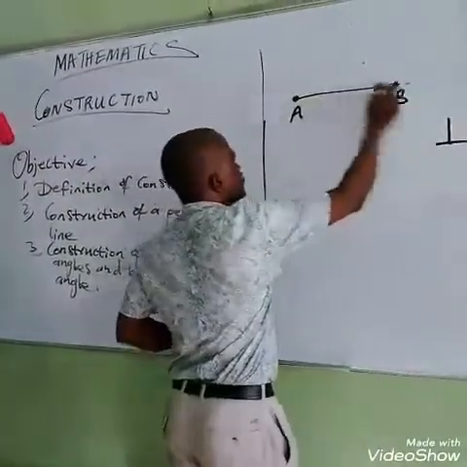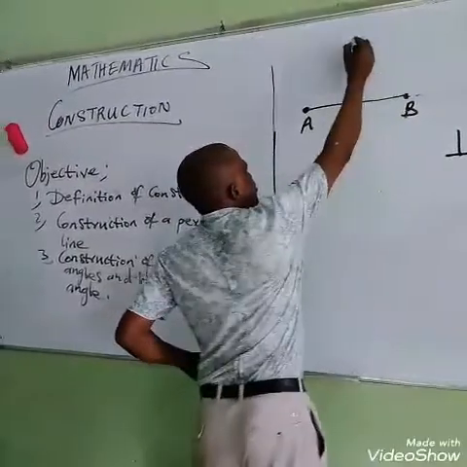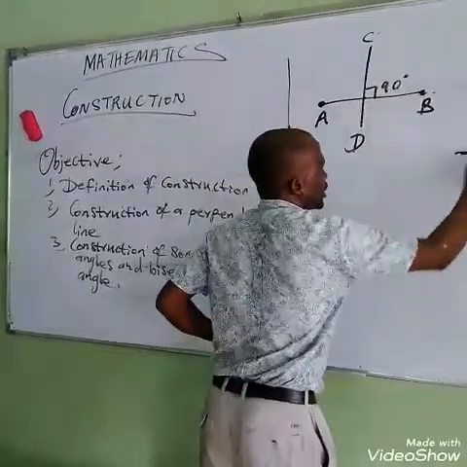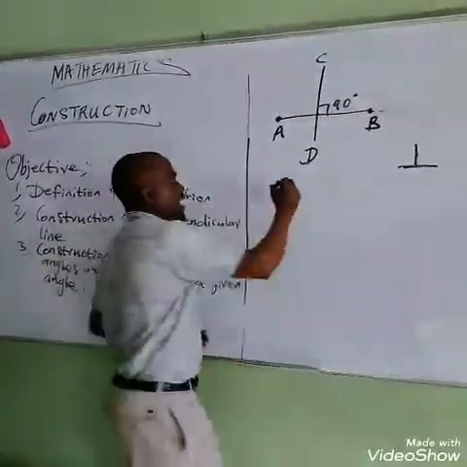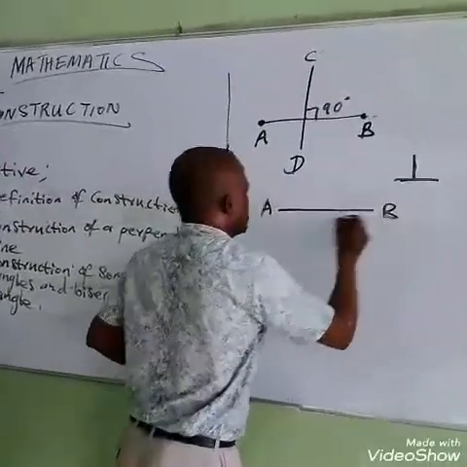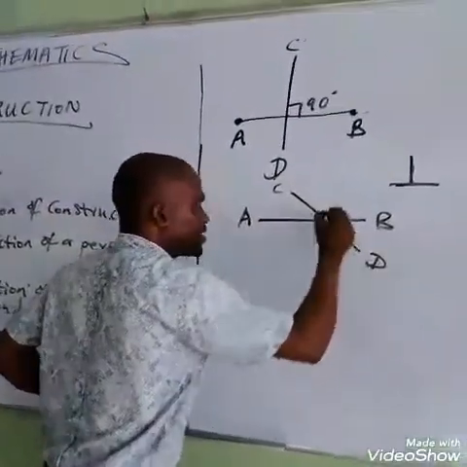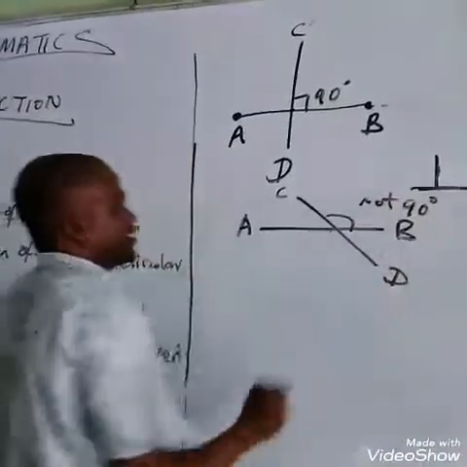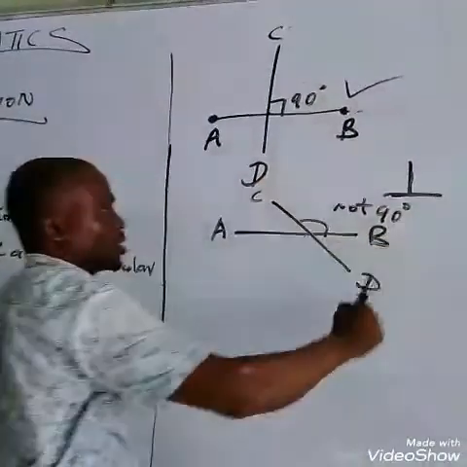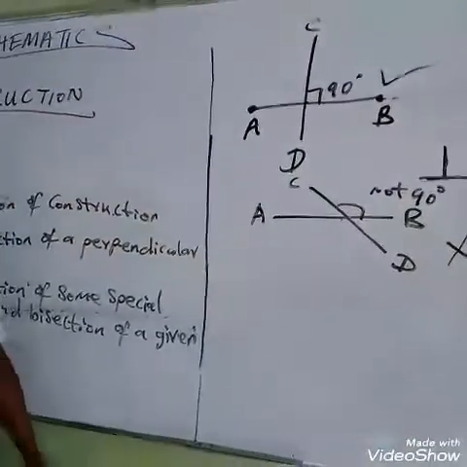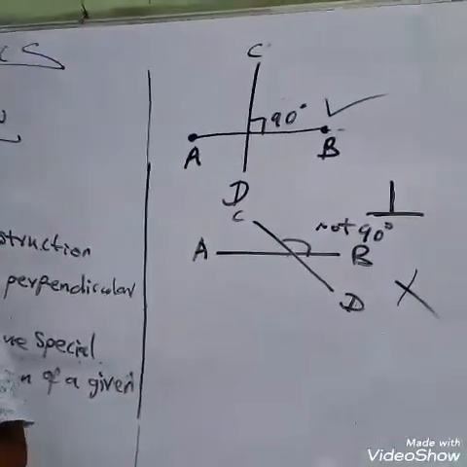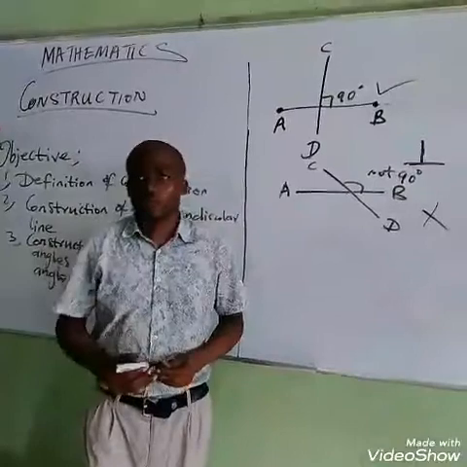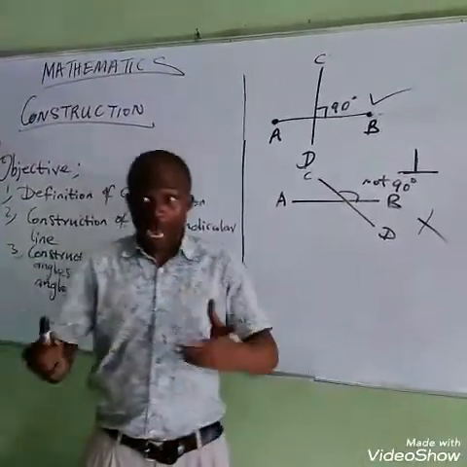It's always denoted like this. If you have line AB and another line CD coming to meet, the angle at the point where they meet is 90 degrees. This is how it is denoted, indicating that this is perpendicular. You can as well have a line AB and another CD like this, but this is not perpendicular because the angle here is not 90 degrees. So this one is a perpendicular, while this is not. Whenever you talk about a perpendicular, the angle between the two straight lines is 90 degrees. Now let's look at how to construct a perpendicular.